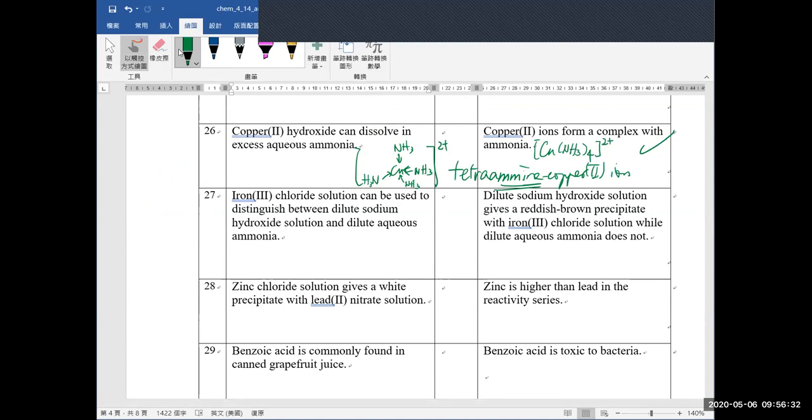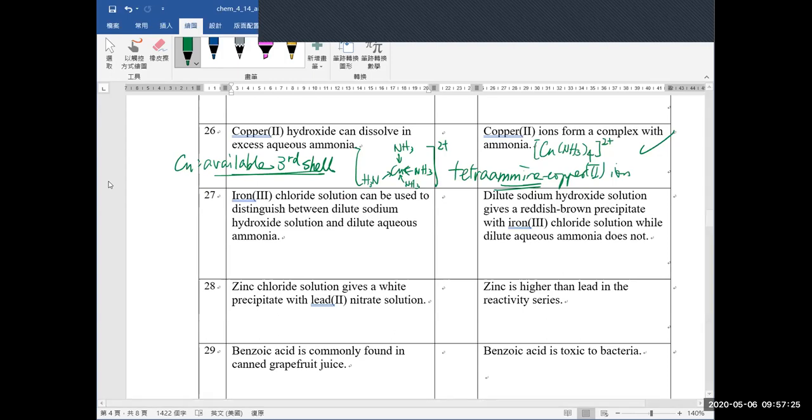Samson, do you know it is something special about copper, the relative position of copper in your periodic table? Do you know the reason? Anyone know? Yes, we are in period four already. Wow, you have got our third shell available. We still have available third shell for accepting the electron.